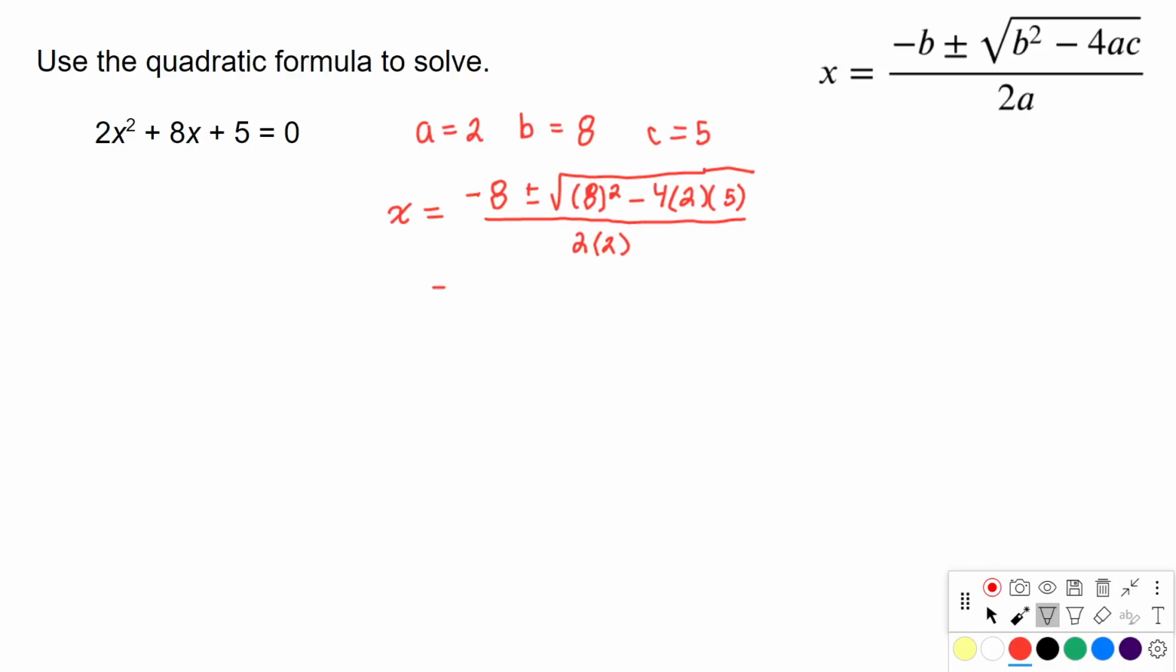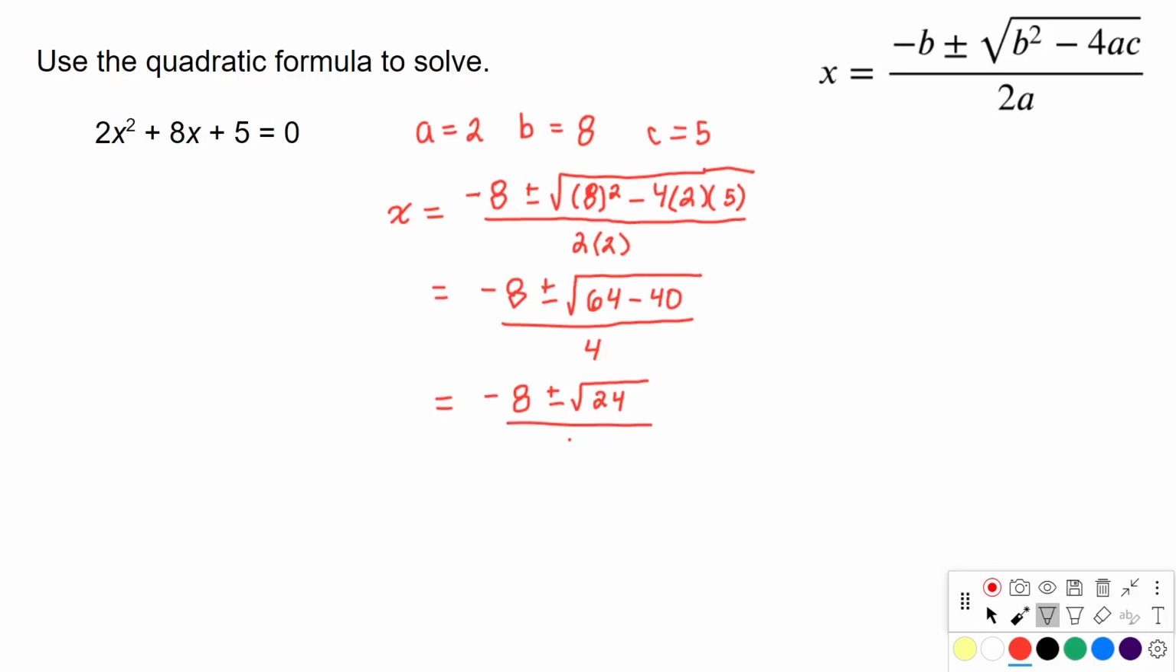So just as we did before, using our order of operations and simplifying our expression, 8 squared is 64. Negative 4 times 2 is negative 8 times 5 is negative 40. And 2 times 2 is 4. So now we have negative 8 plus or minus the square root of 64 minus 40 is 24.